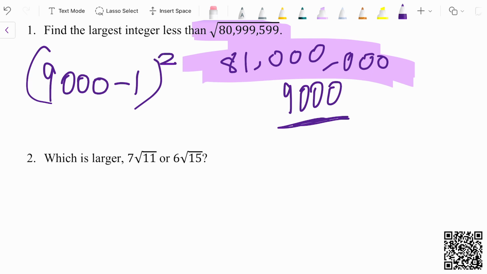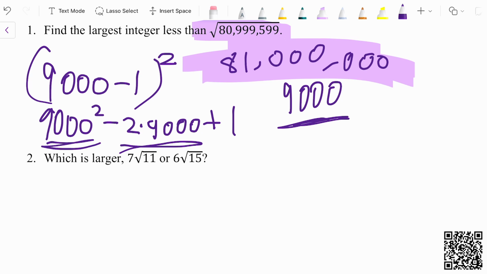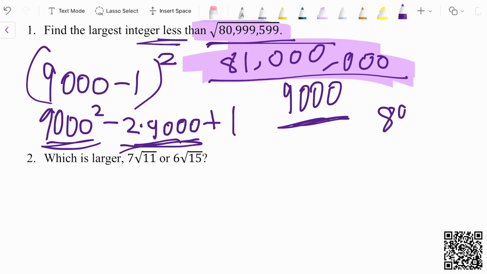And using the idea that a minus b in parentheses squared is equivalent to a squared minus 2ab plus b squared, so 9,000 squared, which we know is this number, minus 2 times 9,000, aka this, plus 1. You can see that this number is only 401 away from 81,000,000. 8,999 is the closest number to that, but it's still really far off, but it's less than this number. So that means that the largest integer less than this number's square root is 8,999.